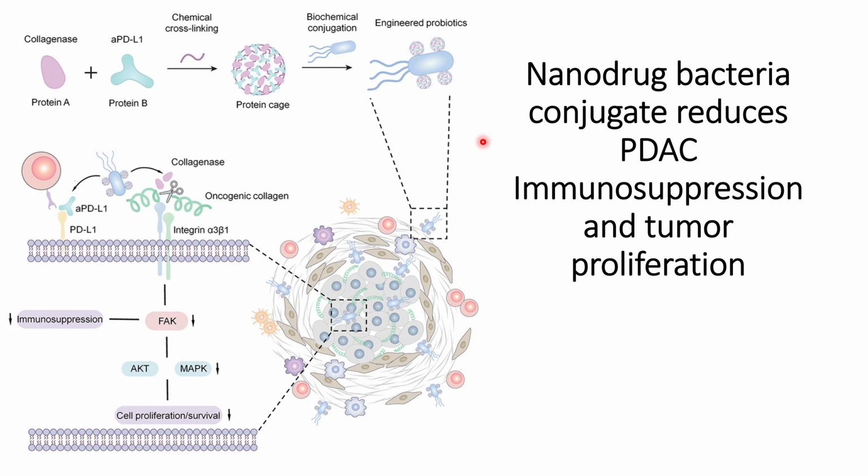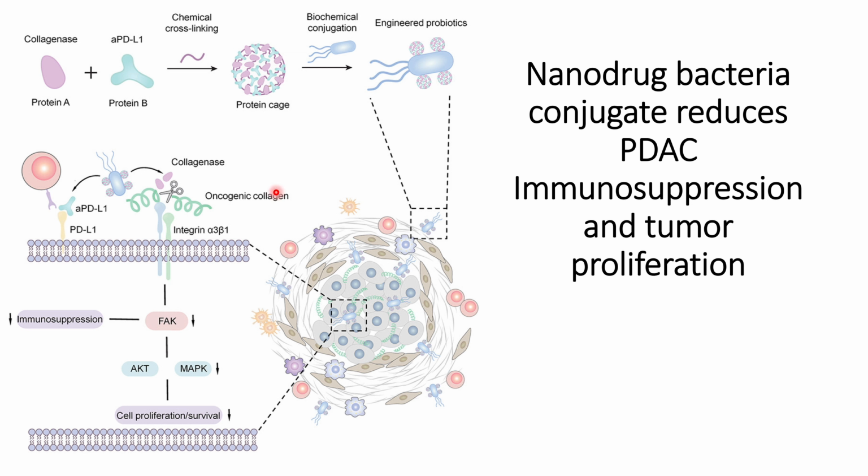Today we will discuss a therapeutic approach that is a conjugate of nanodrug and bacteria that helps in reducing PDAC immunosuppression and tumor proliferation properties. So we will first understand how the PDAC promotes this tumor proliferation and immunosuppression.